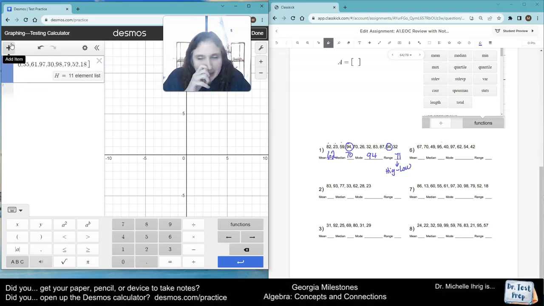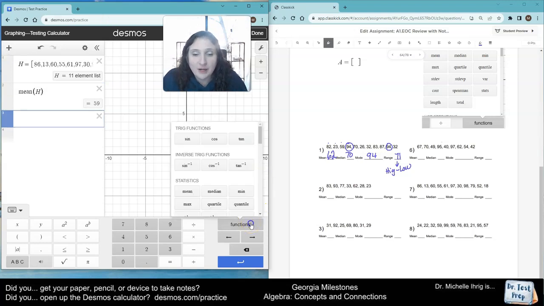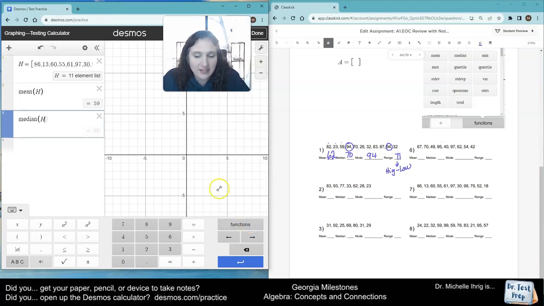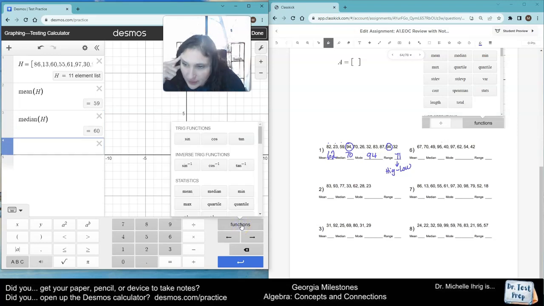Usually good practice would be make sure that you did everything right. But then I'm just typing in mean of H. There it is. Or you can hit the functions button. Median of H. There it is. Mode, you have to look yourself. What number happens the most? That's a hard one. 13, 60, 55, 61, 97.